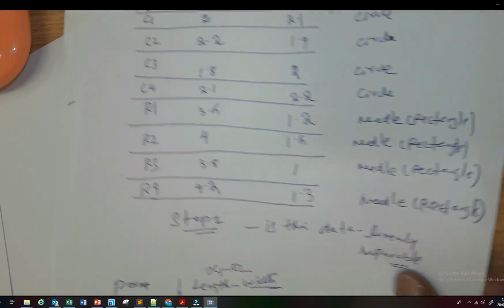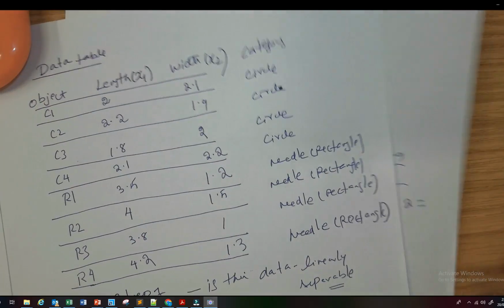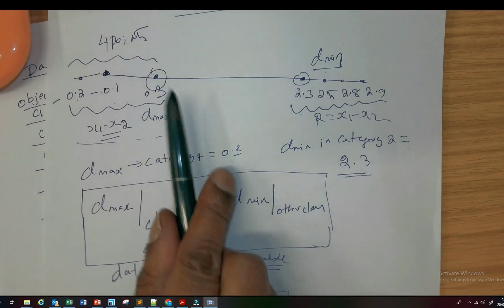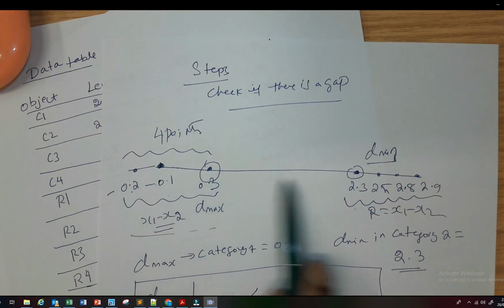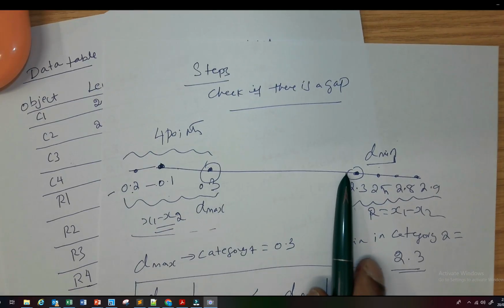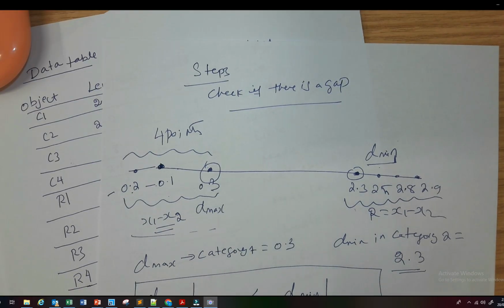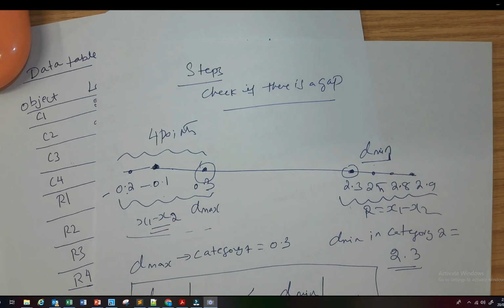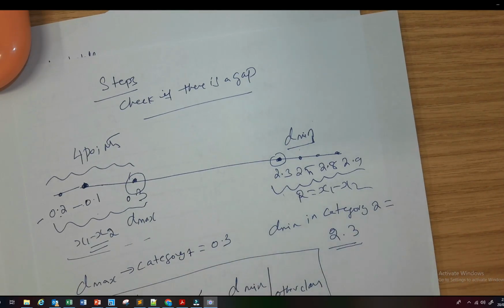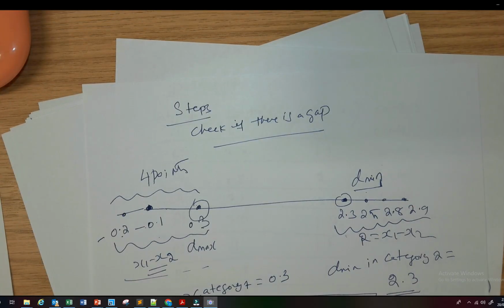So step 3 is complete, and we also identified there is a gap between these 2 points, and we also showed that this data is linearly separable. So far all good.